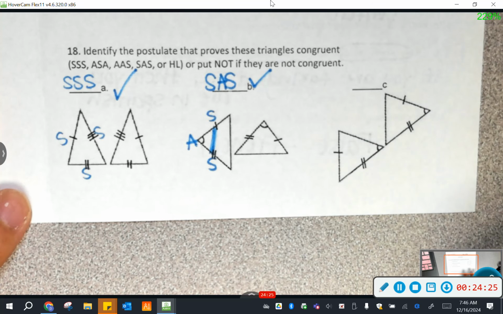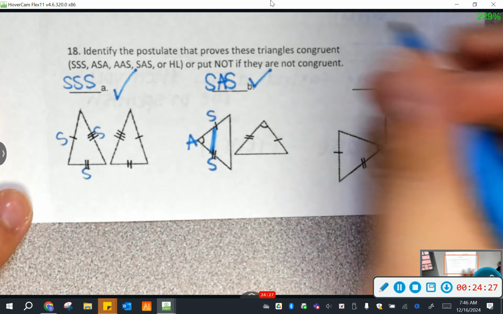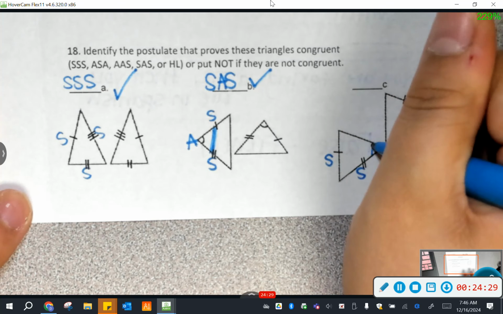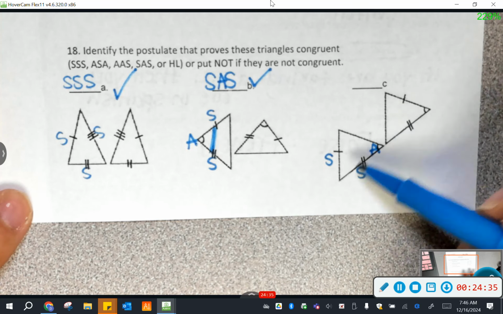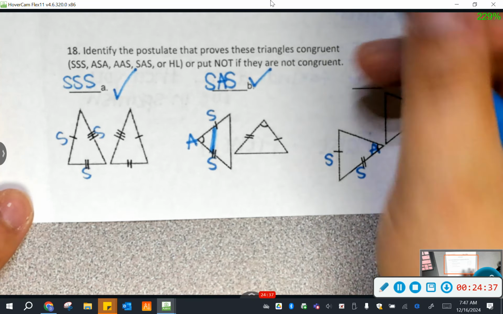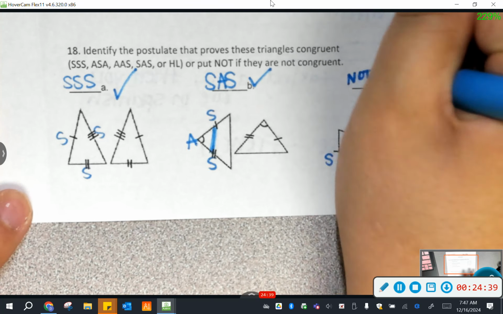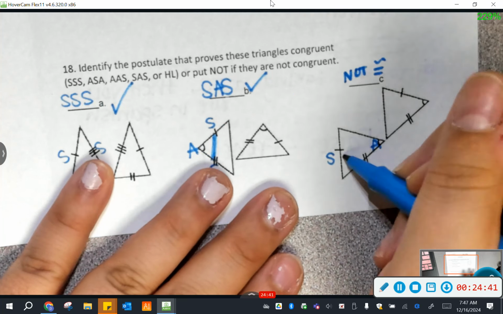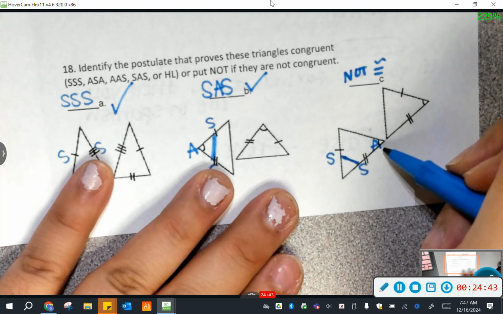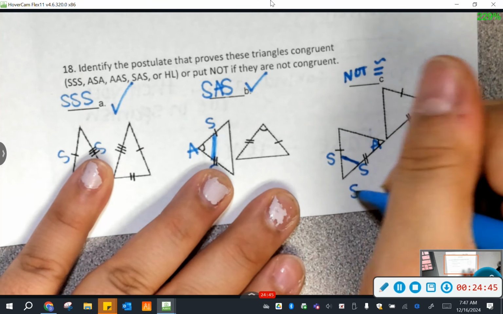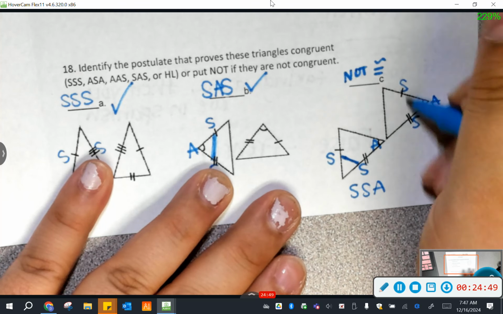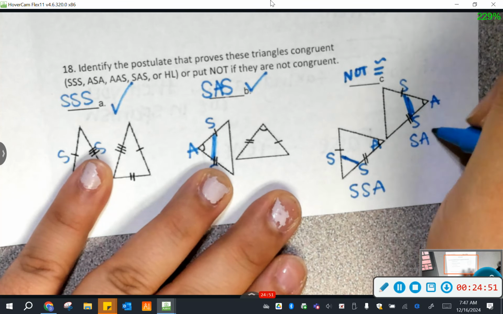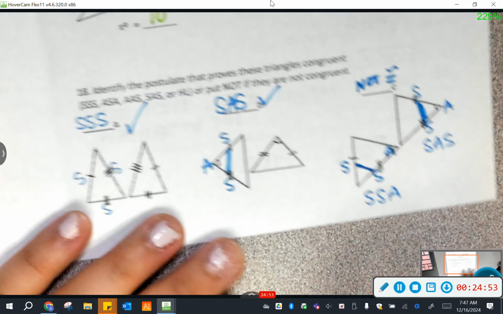What about my last one? I have two sides and an angle. Do I have that on both of them? Is it the same picture for both of them? No. So this is not congruent. Because this one, the angle is not between the two sides, which doesn't work. That's the bad word, right? But this one right here, the angle is between the two sides. So these are not even the same picture.